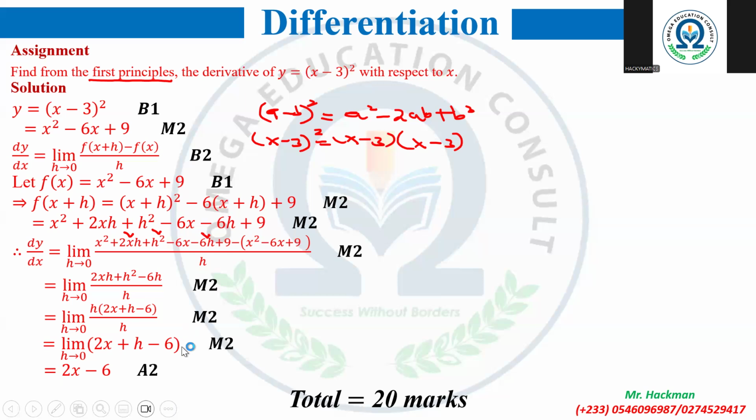This. If you fail to put this in bracket, it will be M0, A0. Remember, if you are taking limit of a functional relation and it's more than a monomial, you have to put it in bracket. So the next step is to substitute 0 wherever you see h. So that will give me 2x plus 0 minus 6. So mentally, I know that I'm going to get 2x minus 6, and that will give you A2. So look at the marks there and consider all that I've said in terms of penalties and how to mark.